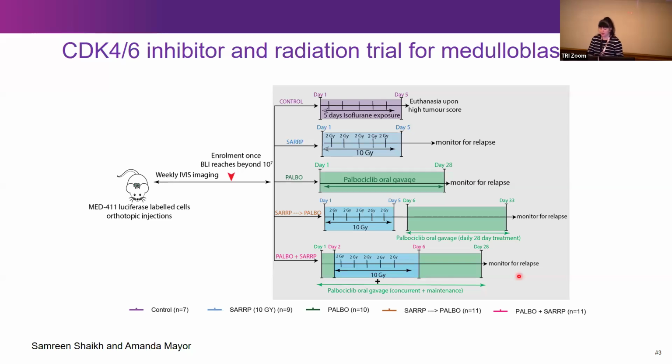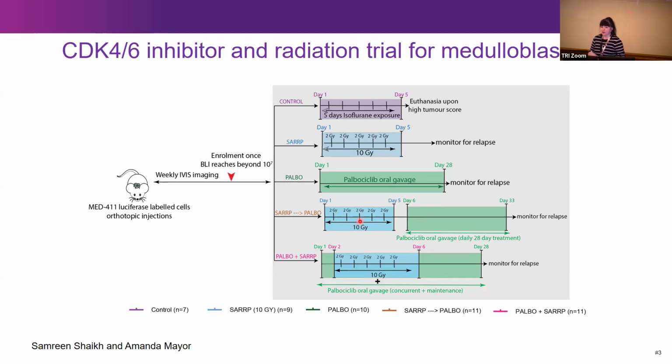So we use a CDK4/6 inhibitor called palbociclib that has been approved for breast cancer treatment in our mouse models of medulloblastoma. This is a very aggressive medulloblastoma model, subgroup 3, metastatic. You can see here different arms of treatment: control mice, radiation only, palbociclib only, and we're testing a combination treatment with either concurrent palbociclib and radiation or palbociclib following radiation.